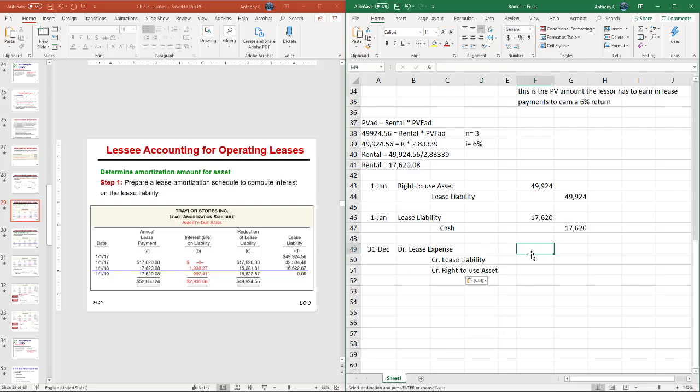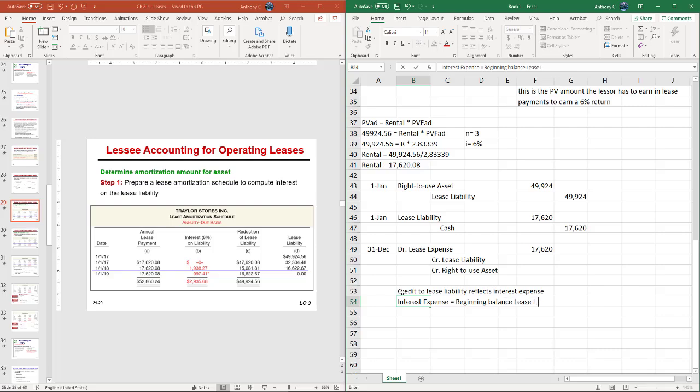As I mentioned, your lease expense each period will be exactly equal to the annual lease payment. So our lease payments are $17,620. We'll set the lease expense to be exactly the same. To calculate our lease liability, it's the same as before. Again, the lease liability reflects your interest expense. And as we said before, your interest expense is just equal to the beginning balance in your lease liability, and we'll multiply that by the interest rate.